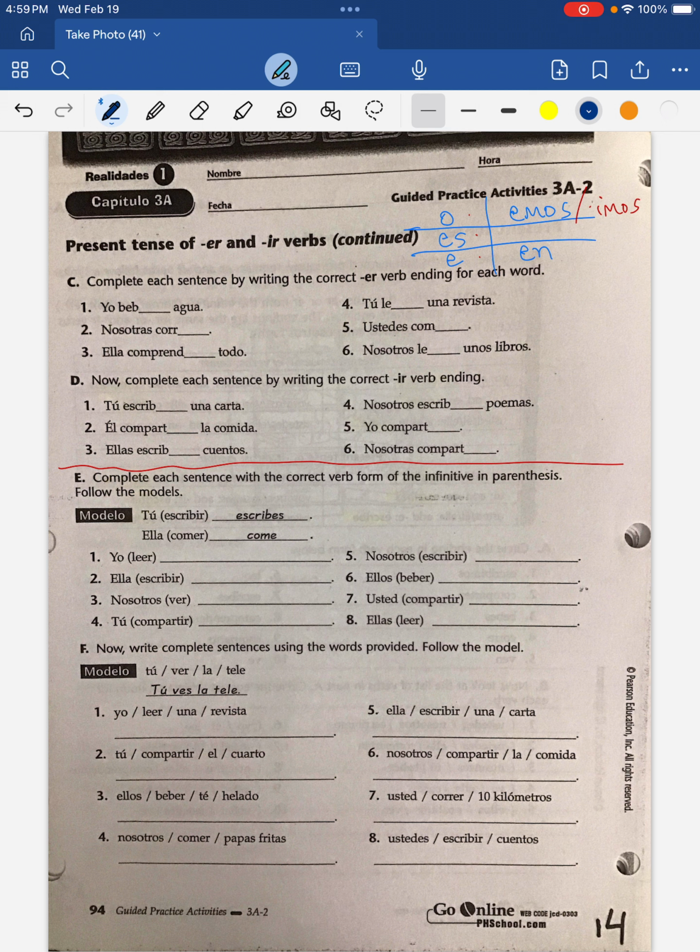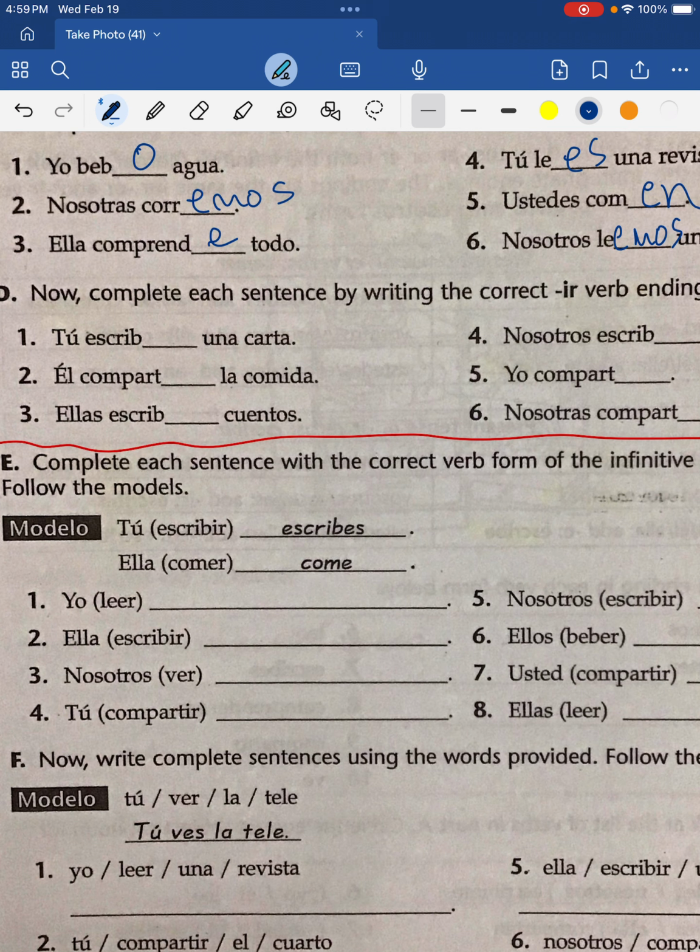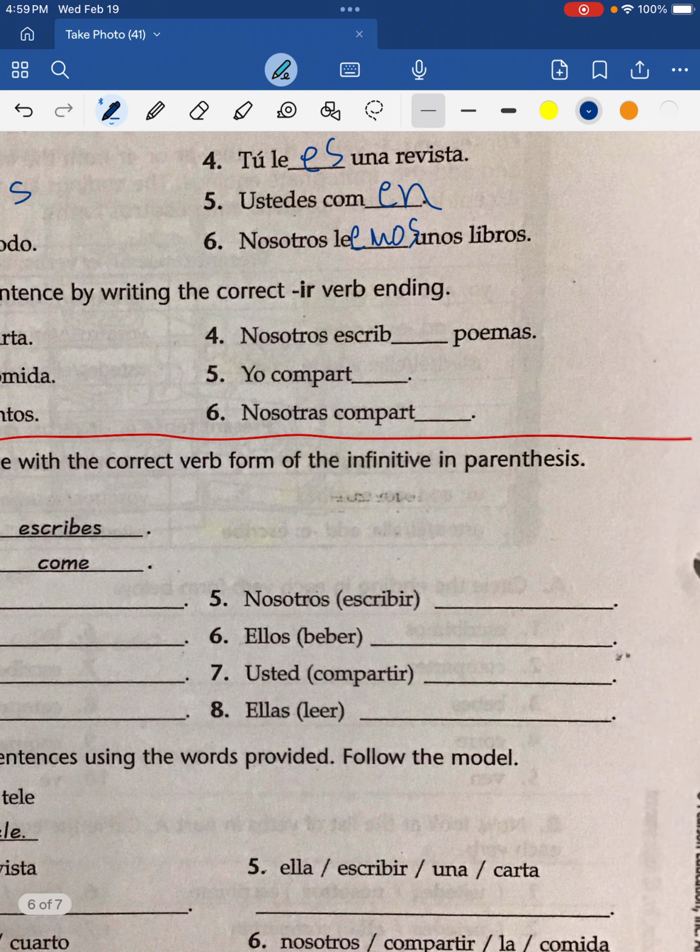All right, I hope you're back. Yo bebo agua. Nosotras corremos, no hay mucho espacio. Ella comprende, tú lees, ustedes comen, nosotros leemos unos libros. Now with some IR verbs, tú escribes, él comparte, escriben. We see the same endings here.